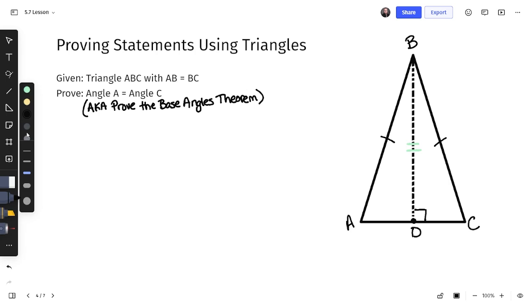So, using one of our triangle congruence criteria, by the HL, the hypotenuse-leg criterion, triangle ABD is congruent to triangle CBD.